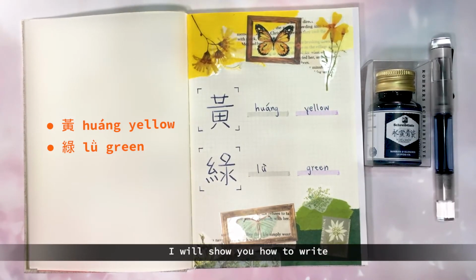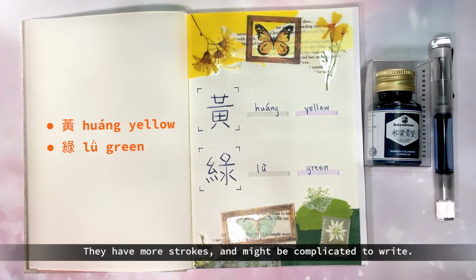I'll show you how to write color-related characters in traditional Chinese. It's the second video on how to write colors in traditional Chinese. I'll show you yellow and green, 黄, 绿. They have more strokes and might be complicated to write. No worries, I'll provide step-by-step instructions and also character decompositions. Okay, let's grab your pen and start writing with me.